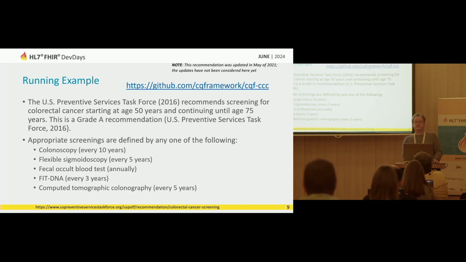We'll note that this recommendation was updated in May of 2021. The updates have purposely not been considered here yet, so it's an exercise for the reader to update that as part of the exercise. Appropriate screenings are defined by any one of the following: colonoscopy every 10 years, flexible sigmoidoscopy, and so on. So there's a series of elements that would meet appropriate screening according to this recommendation.